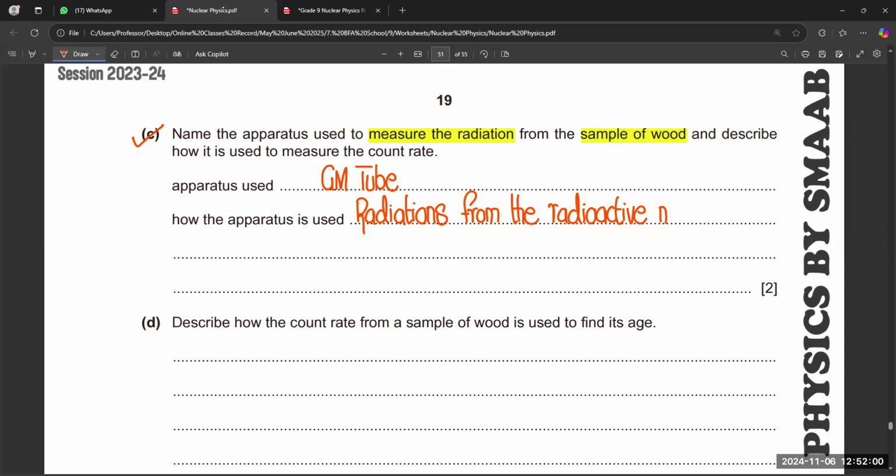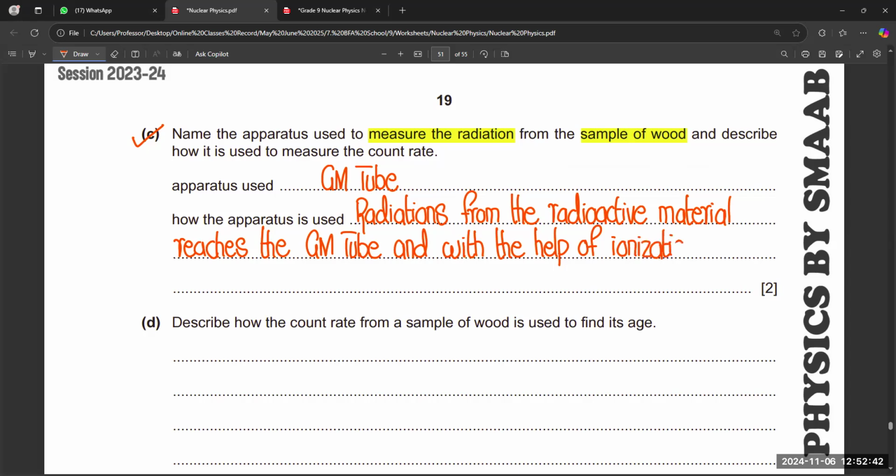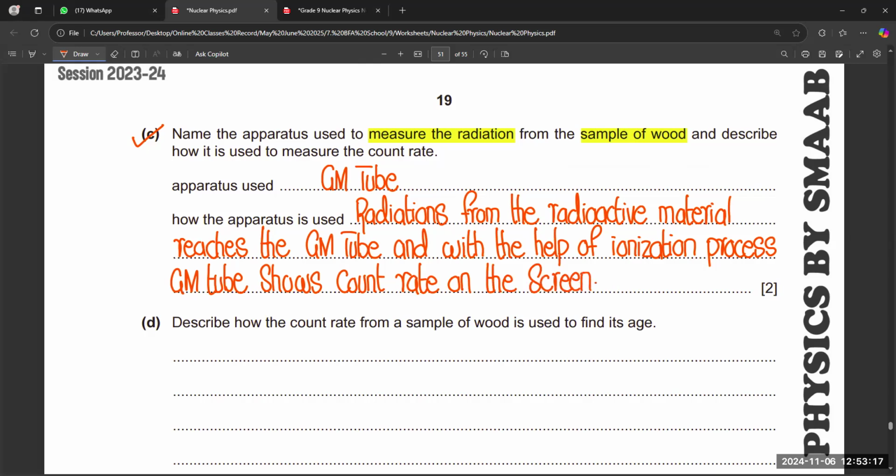So radiations from the radioactive material reach the GM tube, and with the help of the ionization process, the count rate is shown on the screen.